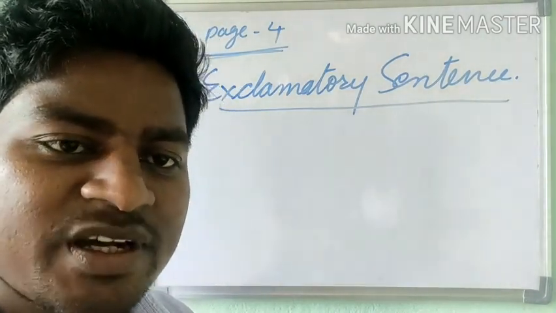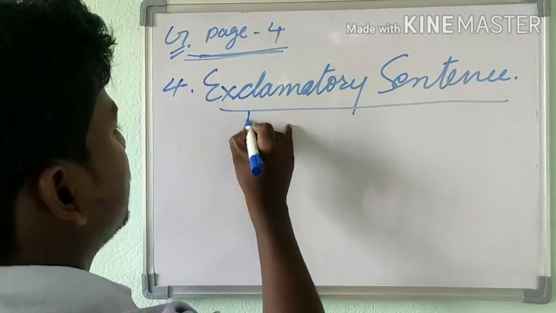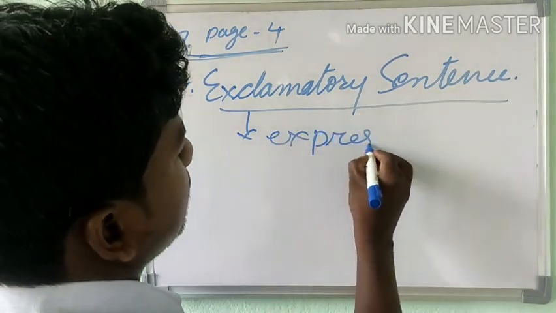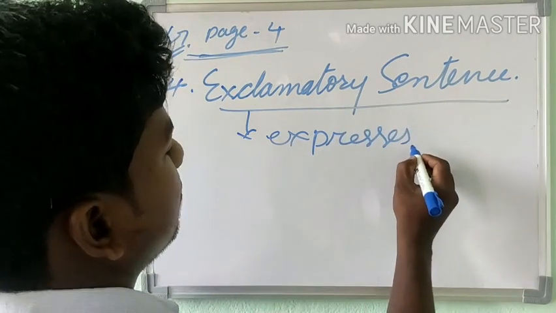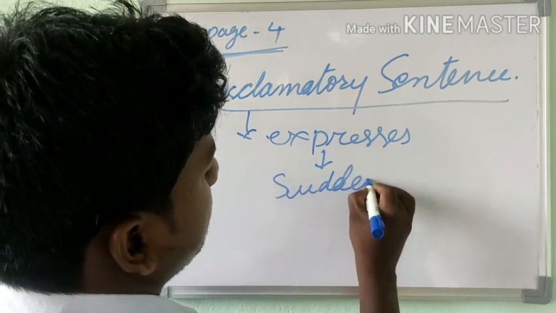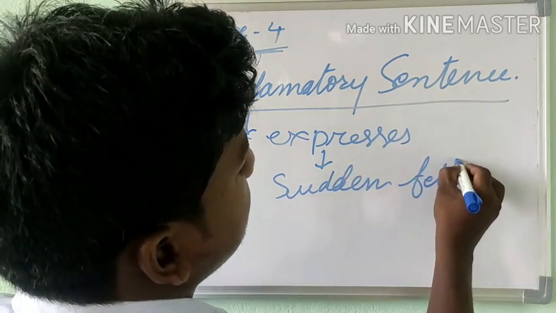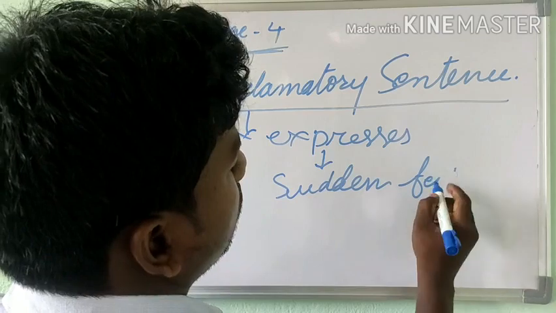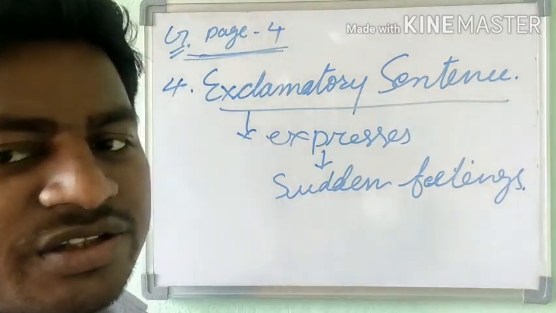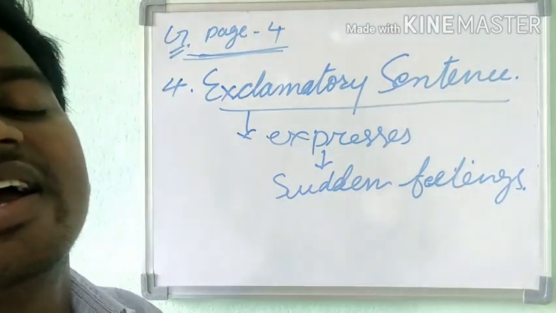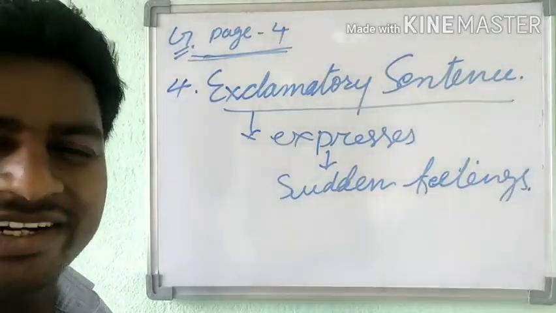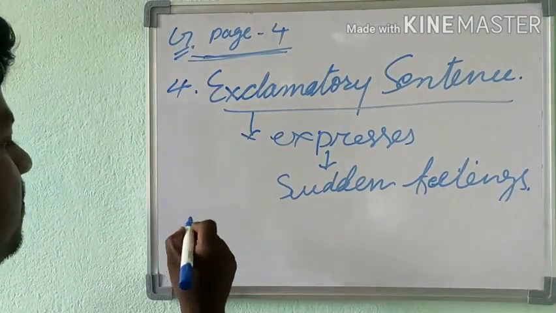Clear? So exclamatory sentence expresses what? Expresses sudden feelings. Okay, sudden feelings. The exclamatory sentence expresses sudden feelings. Good. Now let's understand by the example.